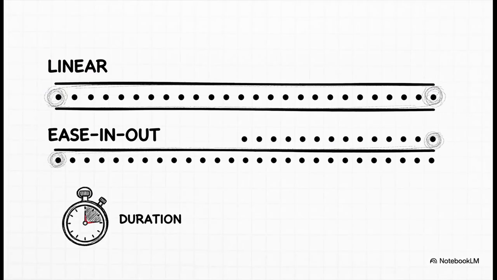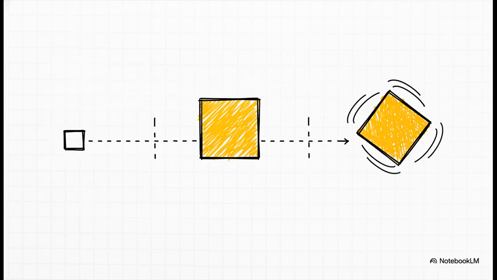Transitions are pretty straightforward. You just pick a property you want to animate, say transform or background color, and then you give it a duration. But the secret sauce is the timing function. Something like ease in out makes the animation feel so much more natural. It starts off a bit slow, speeds up in the middle, and then eases to a stop. It's way better than just a clunky, robotic, linear movement.